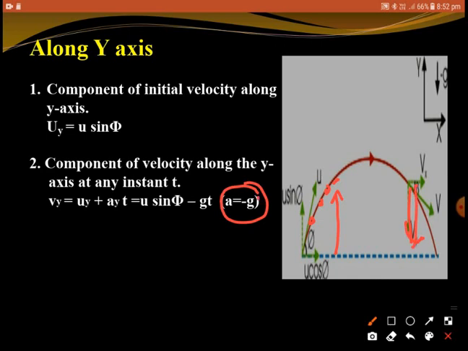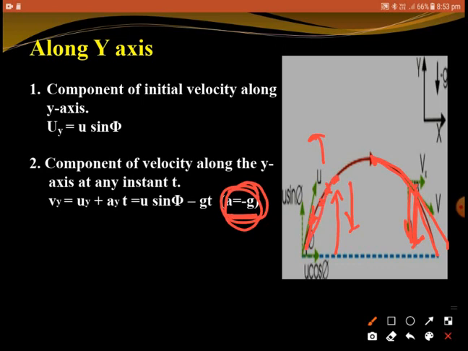Why are we taking a equal to minus g? Because the upward motion is against gravity. Gravity is acting downward, but the projectile is moving upward more and more in this direction. So the acceleration will be equal to minus g. And if it is acting vertically downward, from this highest peak to the ground, we can take acceleration as plus g, but for us it will be minus g, as we are taking upward as positive.